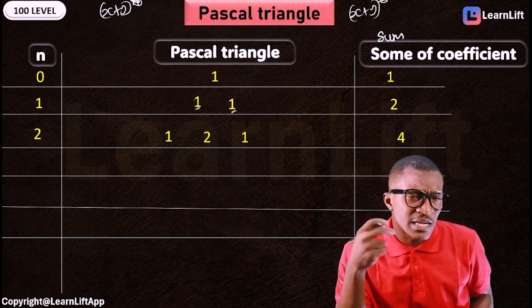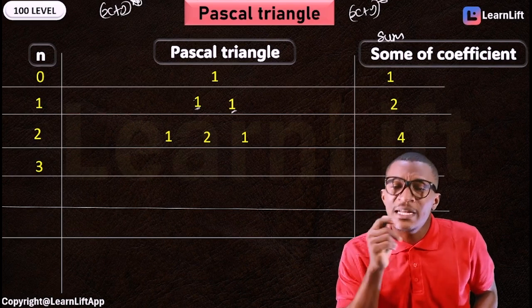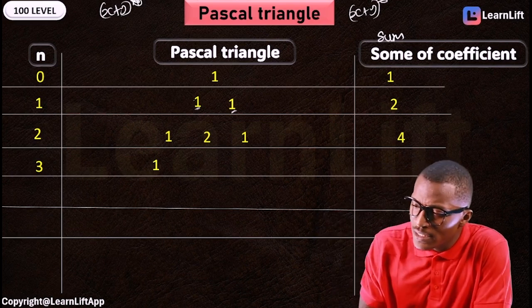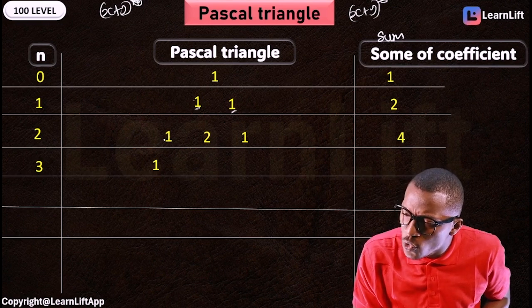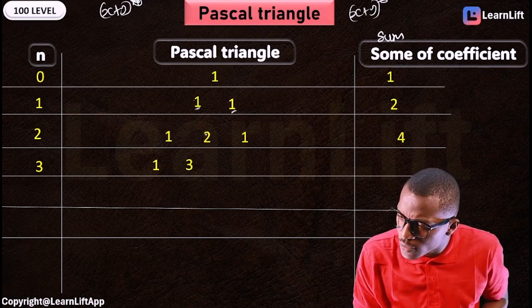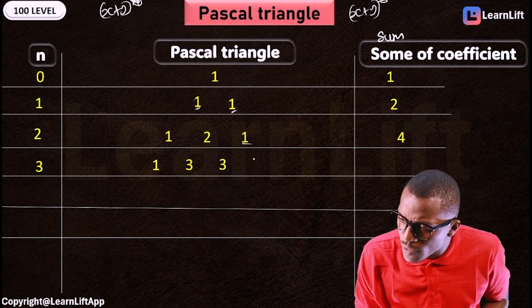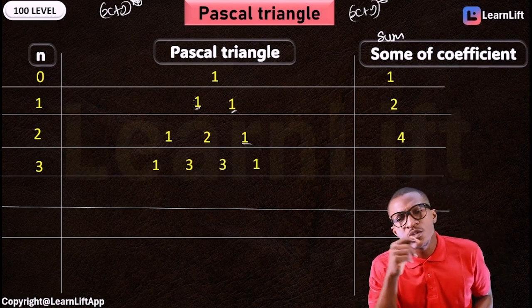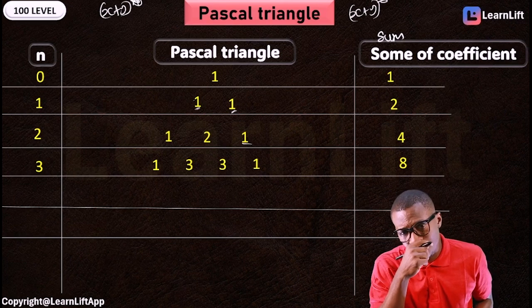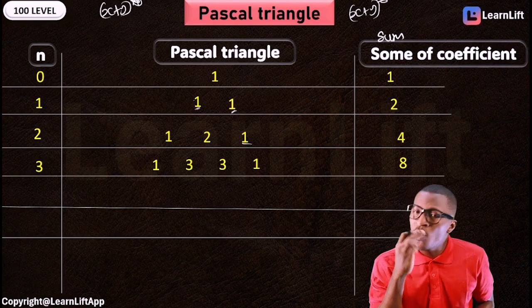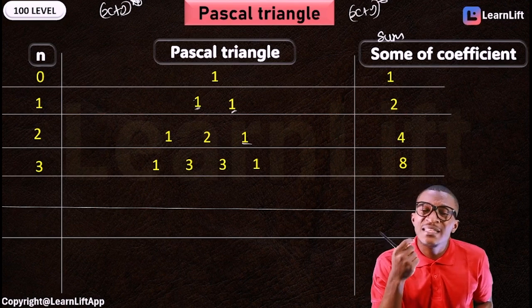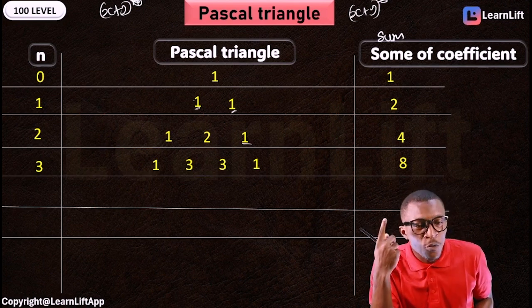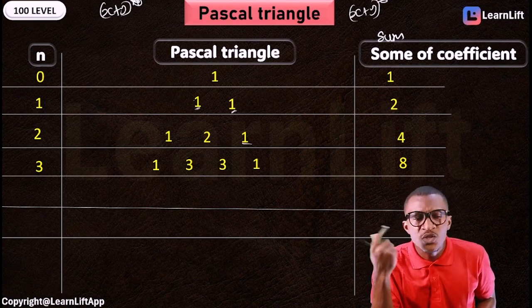Do you understand? Now let's do for 3. What do we start with? 1. Right? 1 plus this 2. What's 1 plus 2? 3. 2 plus 1, 3. This 1 will come down, 1. And what's the total there? The total will give you 8. 1 must start, 1 must end, and we said that each number is gotten by adding the two adjacent numbers in the line above. So let's do for 4 now.